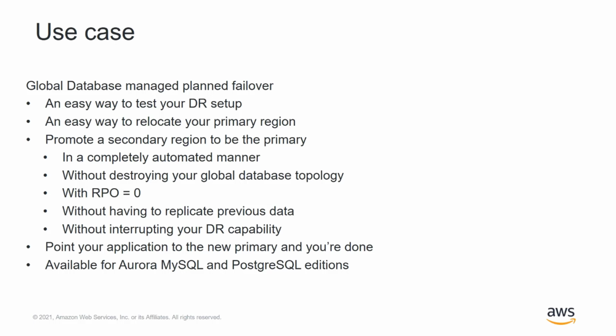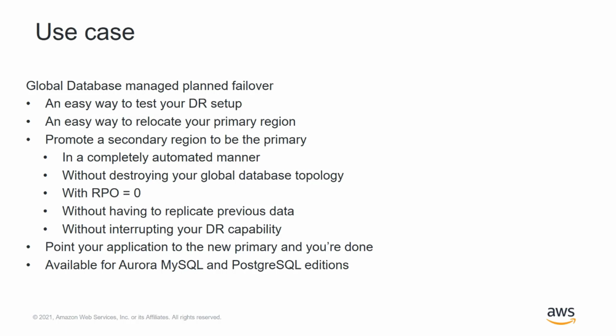And that's the pain point that global database managed planned failover addresses. It allows you to say that now I want to move my primary from region A to region B. And Aurora takes care of all the heavy lifting, right?